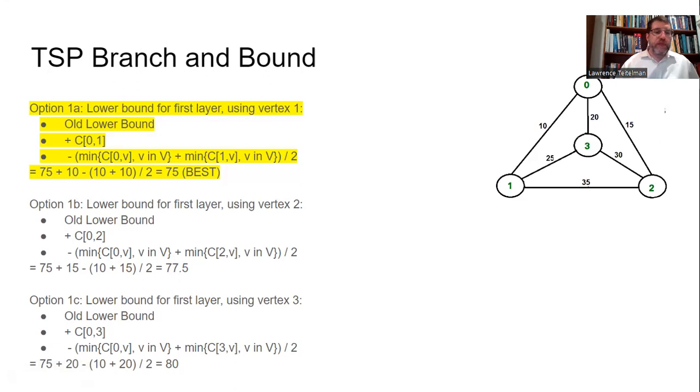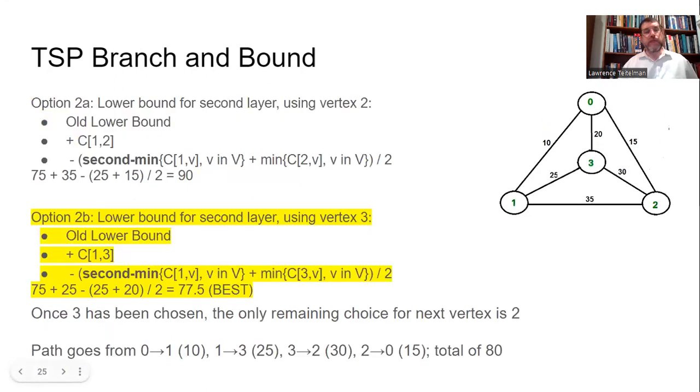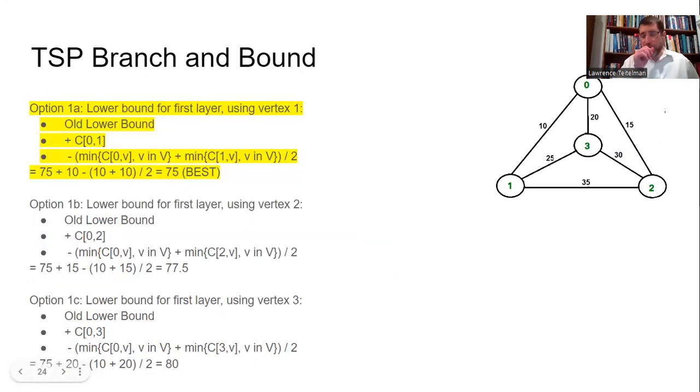Then I say, well, what happens if I were to go to 3? If I were to go from 0 to 3, I'd have my old lower bound plus the cost of going to 3, which is 20, minus the average of the 2 lowest costs from the 0 and the 3. From the 0 was 10, and from the 3 it was 20. So I have the 10 and the 20. Take the average of that, 15. So I have 95 minus 15 is 80. So which of those was the smallest?